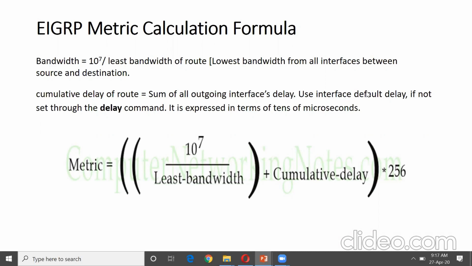Use the interface's default delay if it is not set through the delay command. When the delay is not set through an explicit delay command, we use the default delay, expressed in tens of microseconds. If it is 20,000 microseconds, then in the formula you need to use a delay of 2000 only. So cumulative delay means we need to add the delay of each and every outgoing interface. So metric is equal to 10^7 divided by least bandwidth plus cumulative delay, multiplied by 256.